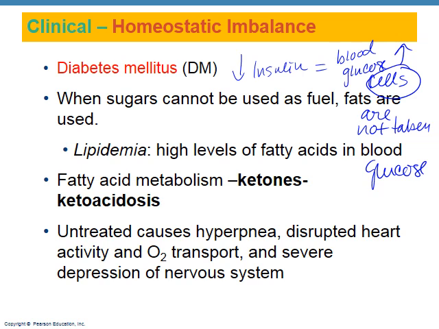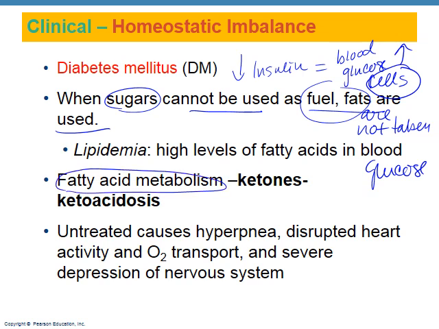When sugars are not being used, your cells are going to try to take fat, and your body's going to try to break down fat so that your cells can have some energy. Basically, your cells are saying, we're in crisis. We don't have any food to make ATP, so your body's going to start trying to use fats. Well, guess what? When you start breaking down fats, it leads to high levels of fatty acids in the blood, and acids make your blood acidic, right? So they call it ketoacidosis.